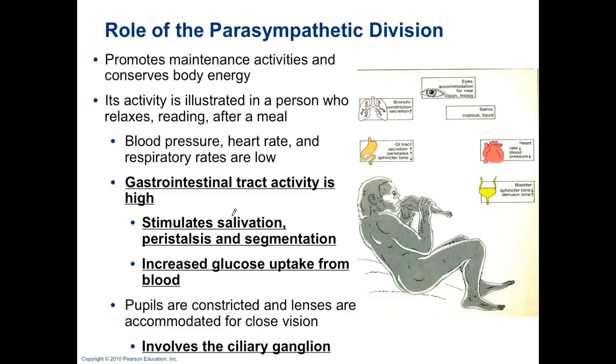So our pancreas is assisting us in that. And then our pupils are also going to remain constricted, and our lenses are going to accommodate for close vision here. And it involves our ciliary ganglion. We'll talk about this ganglion in a moment.